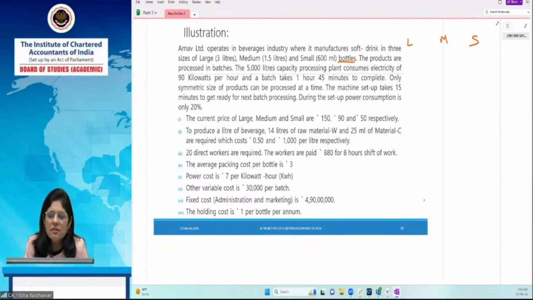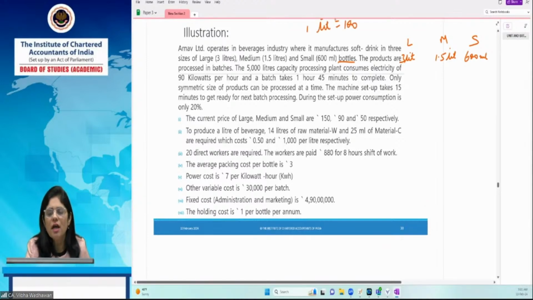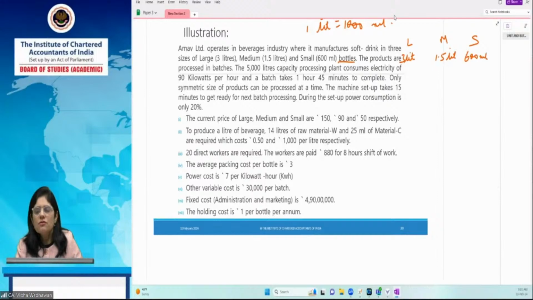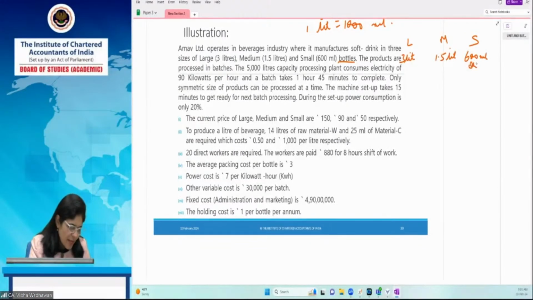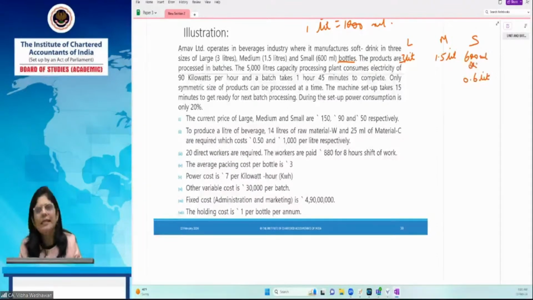In one large bottle, 3 liters come. In medium, 1.5 liters come. And in small, 600 ml comes. 1 liter is equal to 1000 ml, I hope you know this. So 3 liters, 1.5 liters and 600 ml. 600 ml means how many liters? 600 divided by 1000, that is 0.6 liters. Better to convert everything into liters. So 3 liter bottle, 1.5 liter bottle and 0.6 liter bottle.